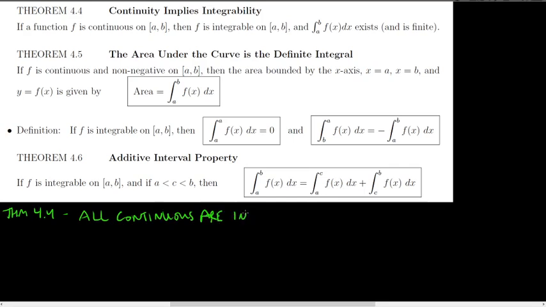Right. So what that means is, if you have a continuous function, you can always find the area. The area will exist and it'll be finite. So when you have a continuous function on a closed interval, that's actually important. It has to be closed. Open intervals, then all bets are off. It might not be integrable. Integrable just means you have a finite area, that the limit exists.